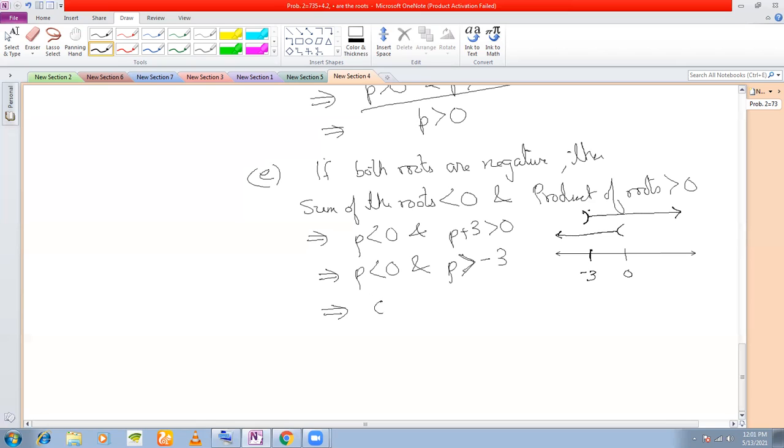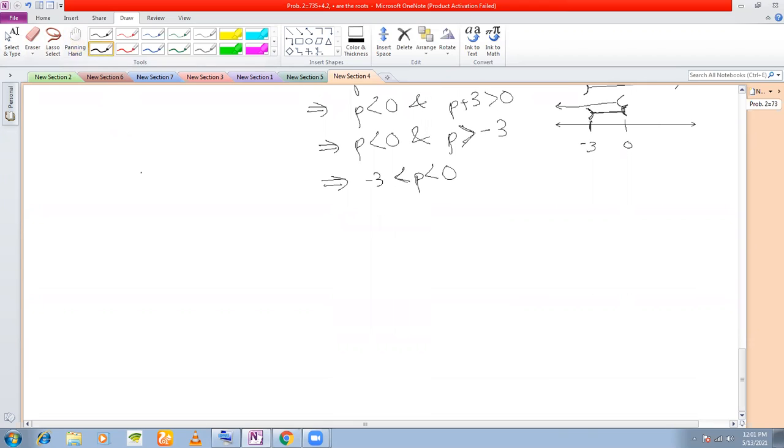That means p has to lie between -3 and 0, isn't it? Then that will satisfy both the conditions, right? So you are taking the region between these two. For any value between -3 and 0, you will have both roots negative. Okay, so this was all about the nature of the roots. We'll do a next problem here.